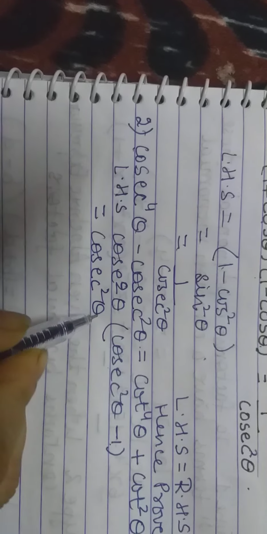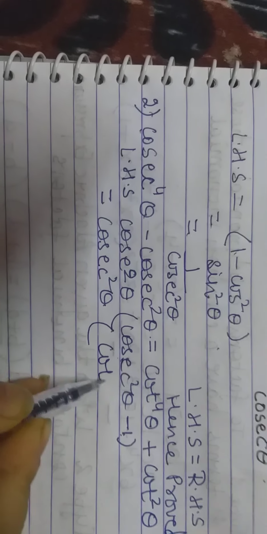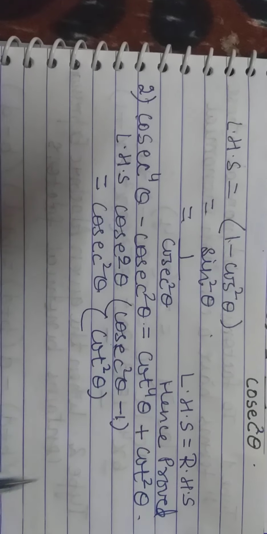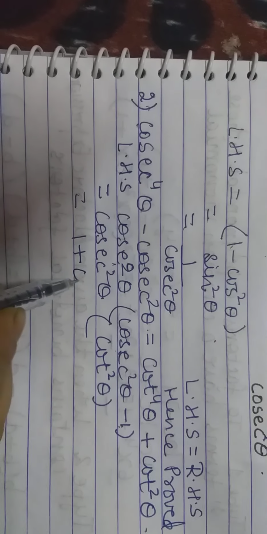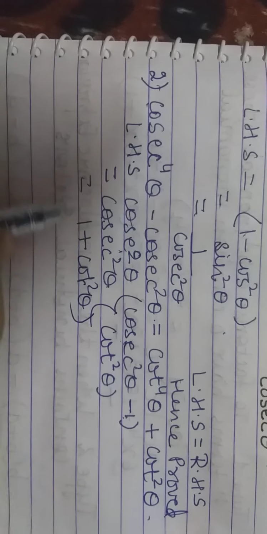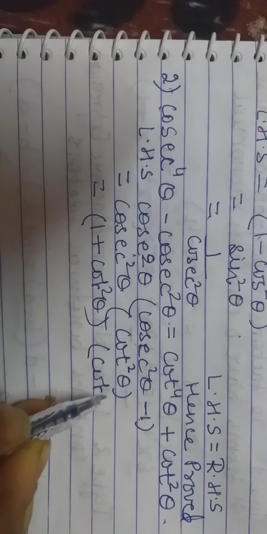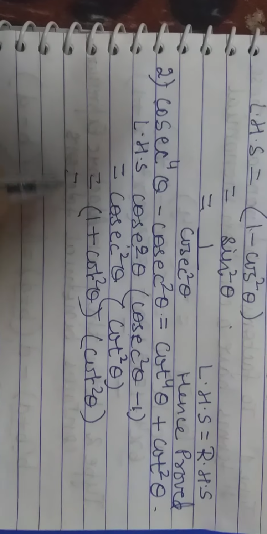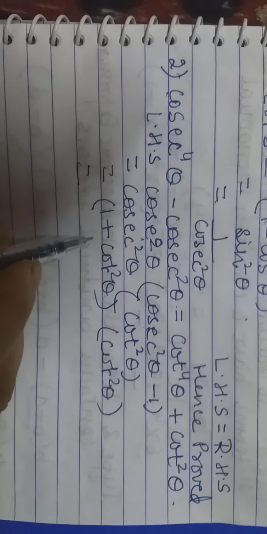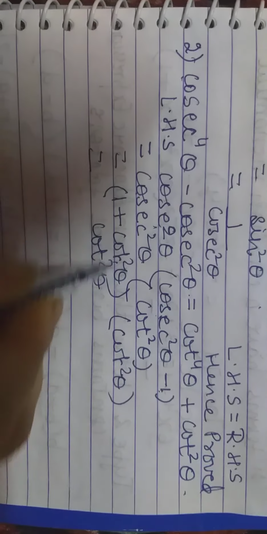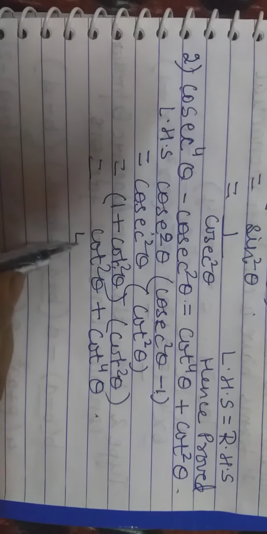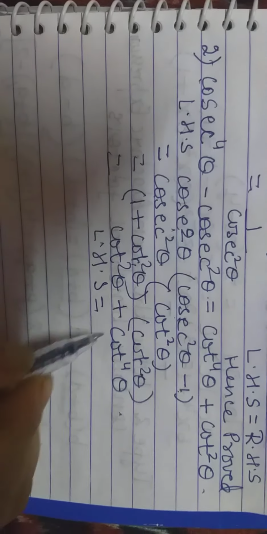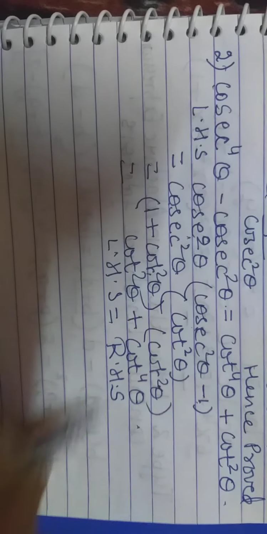So cosec square theta minus 1 is cot square theta. I have explained this to you yesterday. Then what is cosec square theta? It is 1 plus cot square theta. We have to make use of those identities. So when I multiply, 1 into cot square theta will come to cot square theta, plus cot square theta into cot square theta will come to cot 4 theta. So LHS equals RHS. Hence, it is proved.